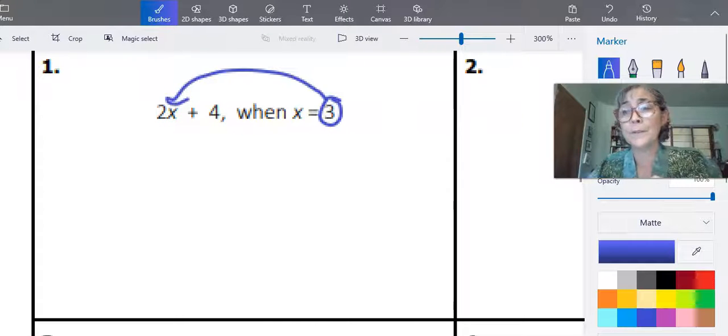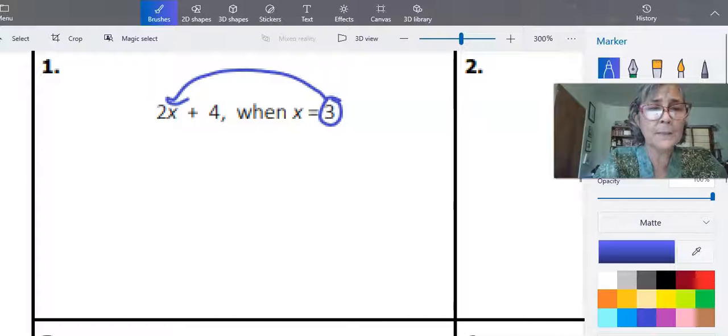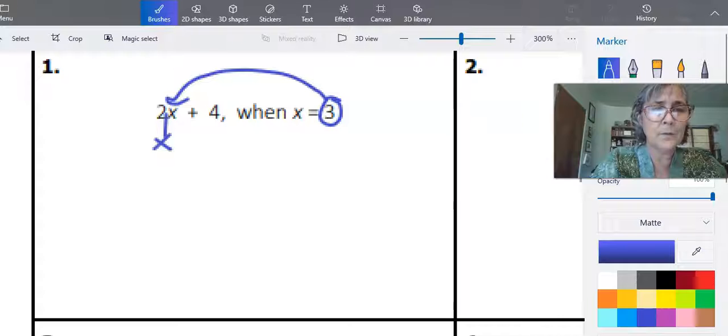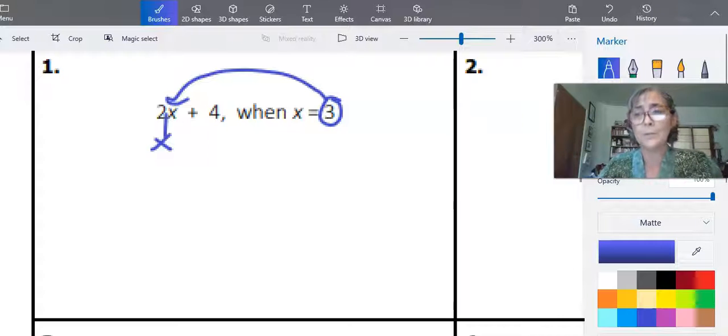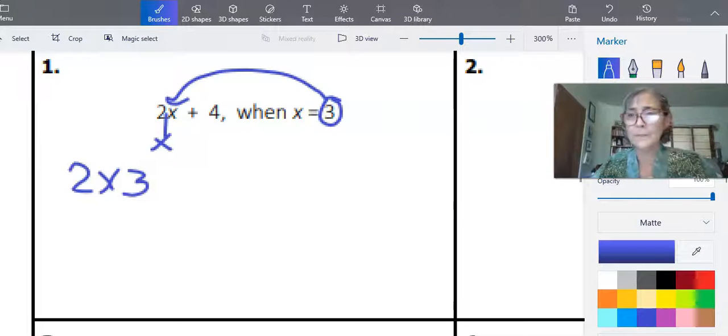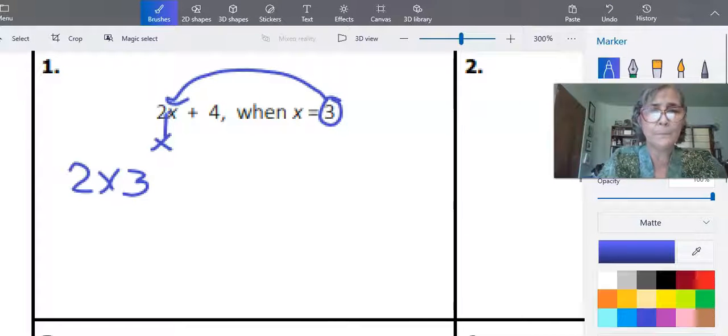Now also, on this kind of problem, it's important to know that there's always an invisible times sign in between the 2 and the x. You can't see it, but 2x actually means multiply 2 times x. They don't put it in there because it looks weird to have 2 x's in a row, right? But now that we're replacing the x with a 3, it'll look okay because it's going to look like this: 2 times 3, right? Does that make sense? We've just replaced this x with 3.